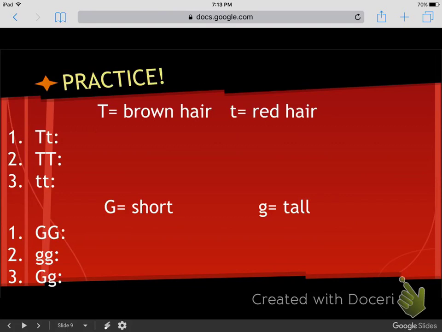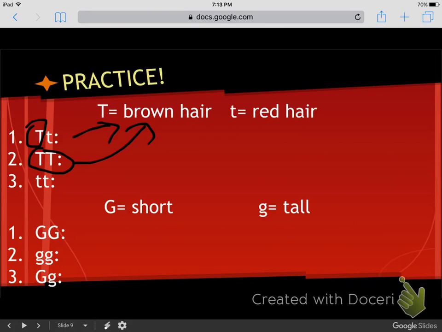So for the first one, big T, little t, because there is a dominant trait there, big T, it is automatically going to get the dominant trait, brown hair. Second situation, there are two big T's, so that one is automatically going to get brown hair too.